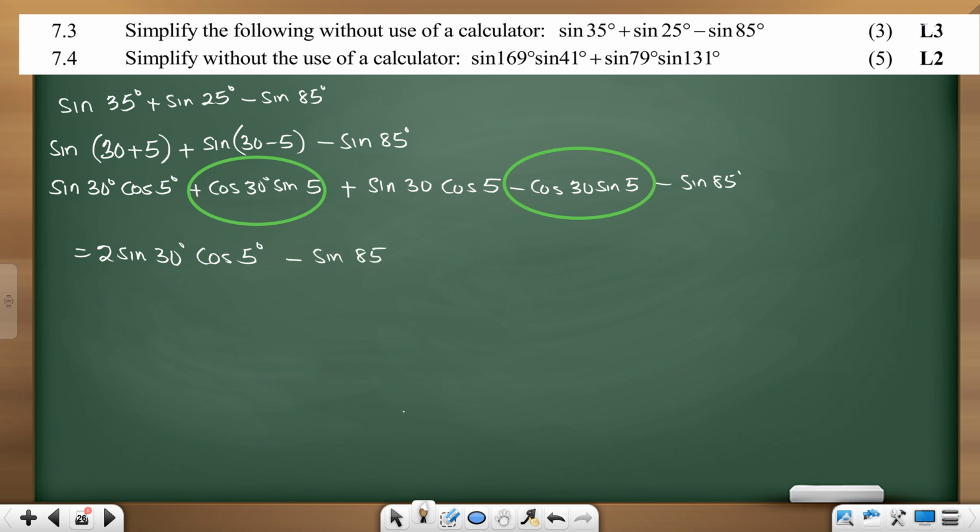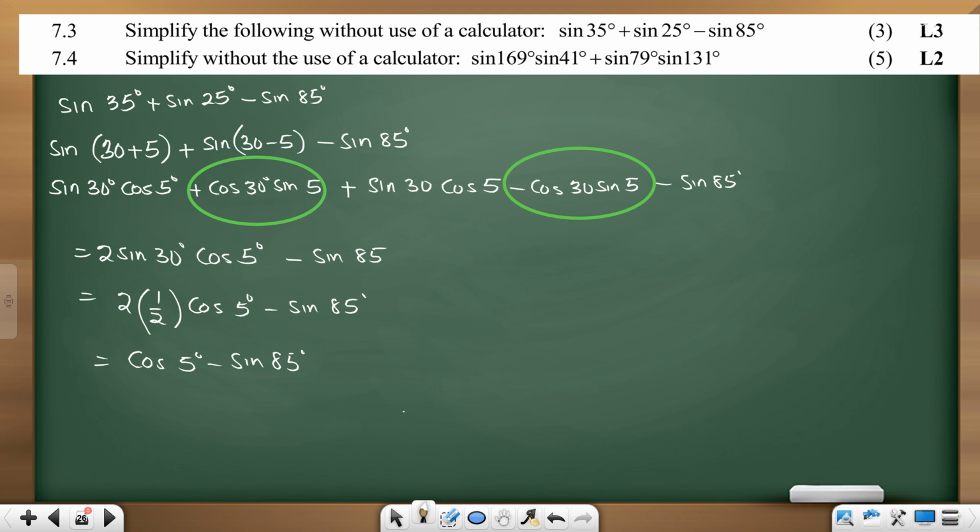I want to show you something quickly. What is sine 30? Half. 2 multiplied by half cos 5. Wait, 2 times half. But hold on. There's something I can do here. I can use co-what? Function.